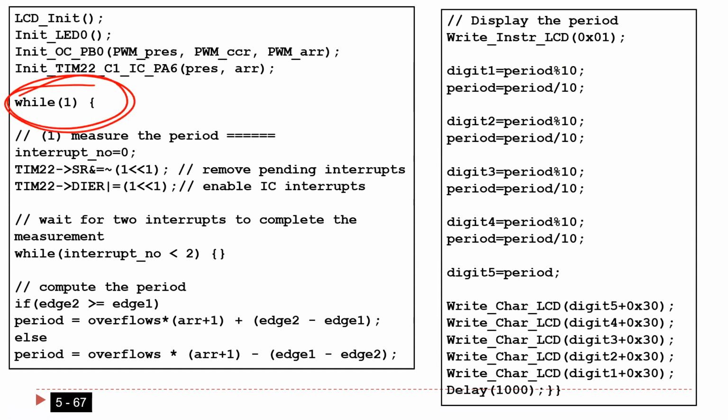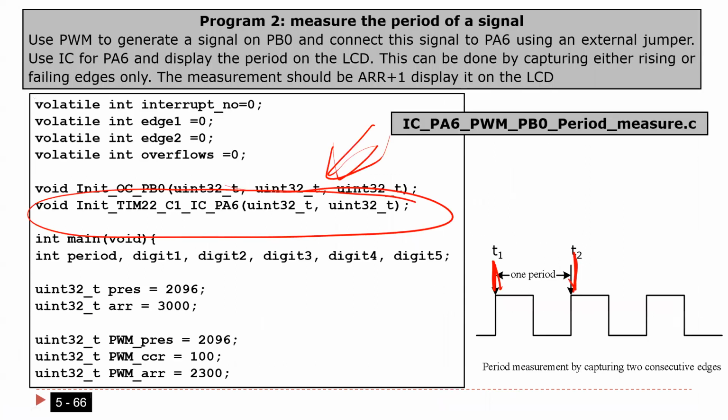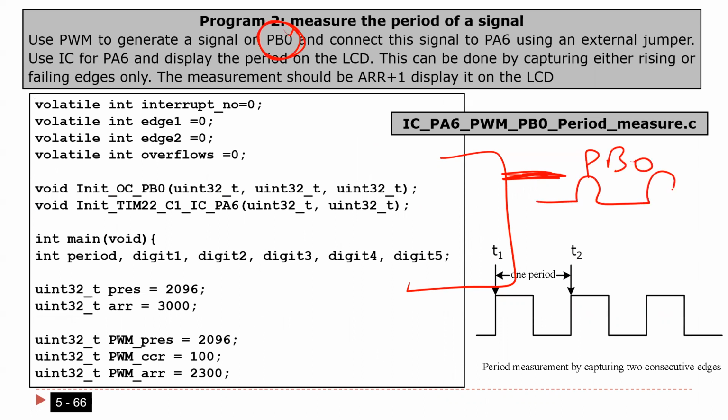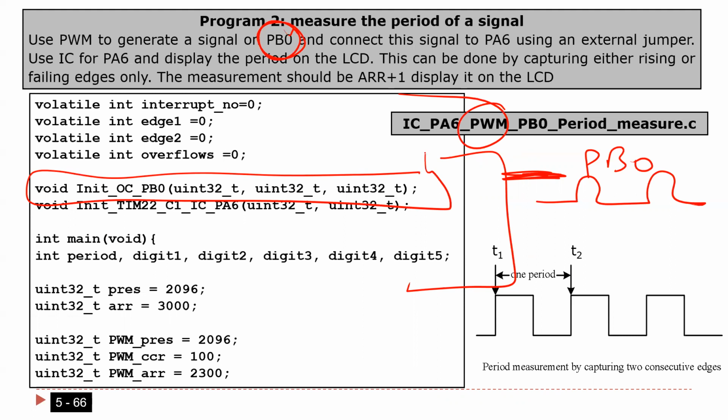By the way, before I tell you, this program is very interesting. I forgot to tell you what I did here. I used one pin, which is PB0, to generate a signal using pulse width modulation. All I did was use the old program I explained before. Number one, I'm going to use pulse width modulation to generate a signal. Number two, I'm going to use input capture to measure the signal I generated. And I'm going to display it on the LCD.